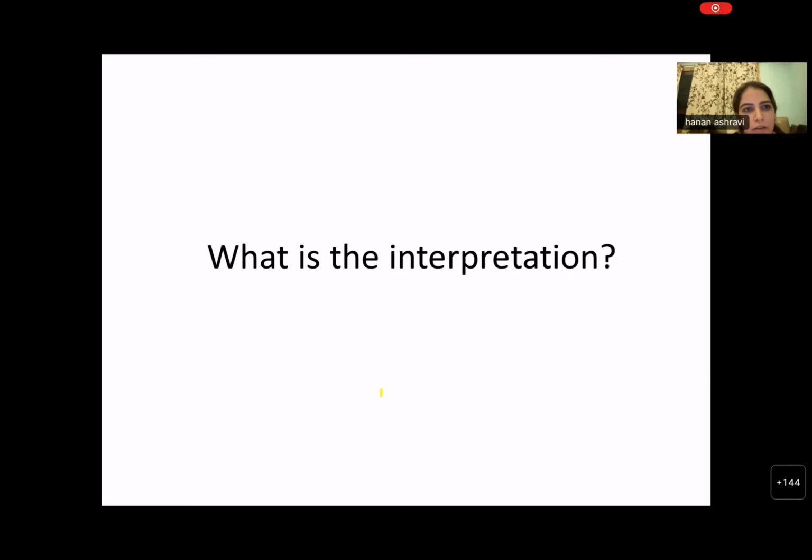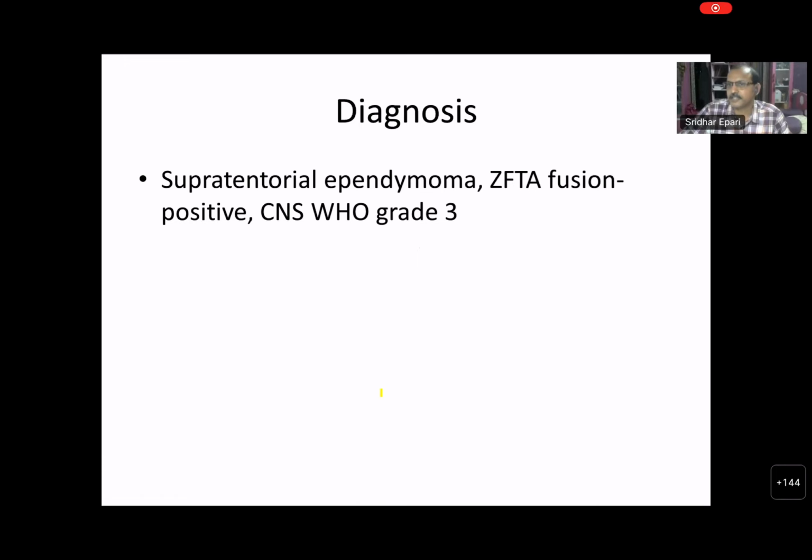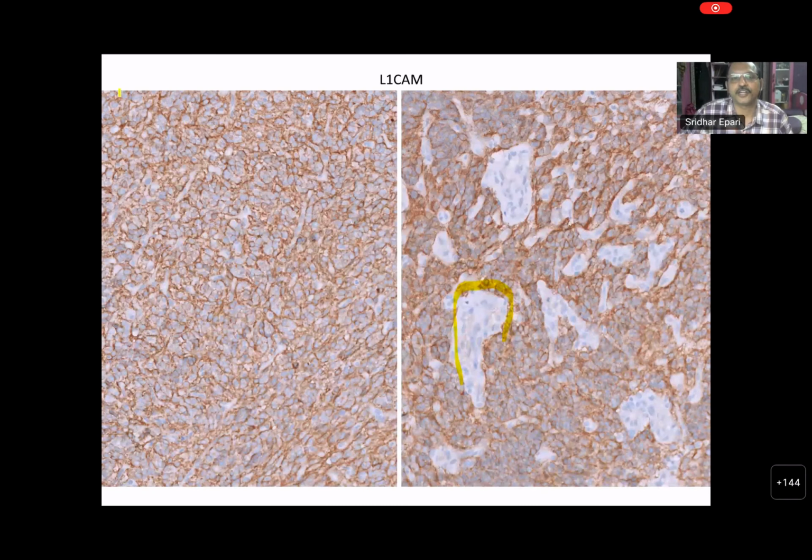So what grade? You saw that no necrosis and everything. What are the grades of ependymoma available? So grade 3. Grade 3. That's fine. So here I just want one caveat you need to understand. You can see the L1CAM positivity. There are other tumors where you can get focal positivity for L1CAM, but no other tumor will ever have such strong diffuse homogeneous positivity. So almost diffuse homogeneous positivity of L1CAM is a surrogate for an ependymal tumor and a supratentorial ependymoma. Understood? Whenever you are interpreting L1CAM, it has to be diffusely positive throughout the tumor. And L1CAM positivity is a surrogate for ZFTA fusion. Okay. So here it is positive.